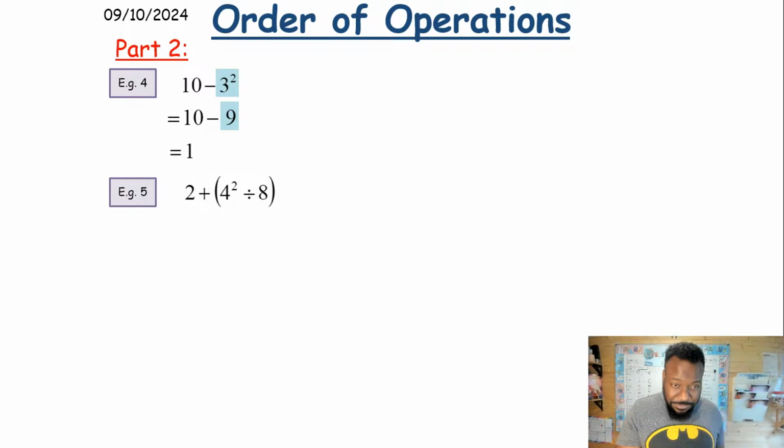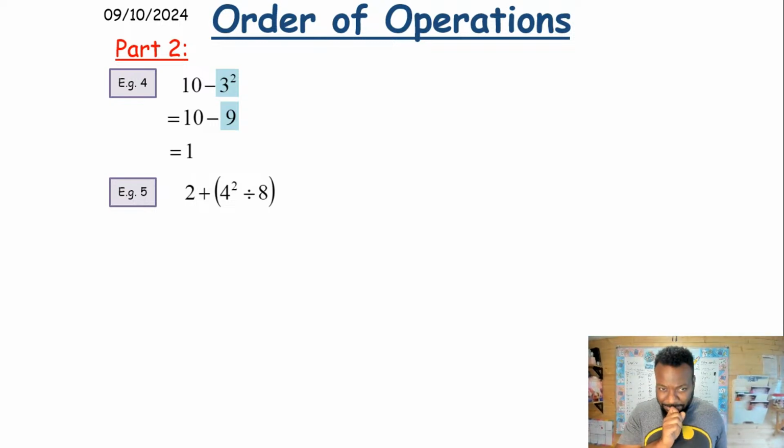What about this one? Okay, now we've got a power inside. Interesting. We've got brackets. So what do we do here? We do the power inside the brackets, okay? Because the brackets, we want to treat like a question that we have to do first inside of the bigger question. So we do 4 power, okay?